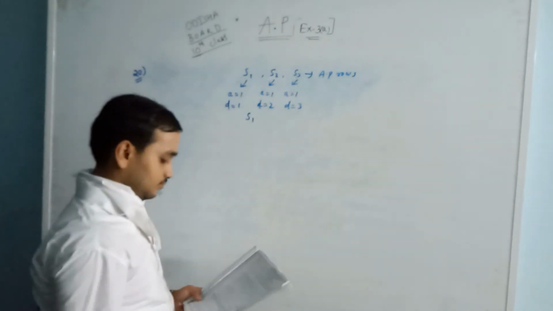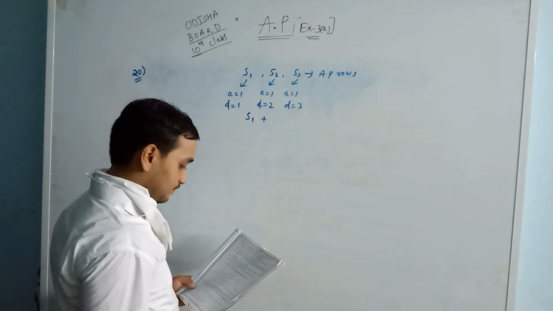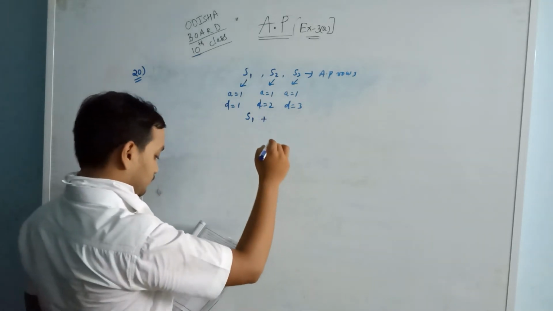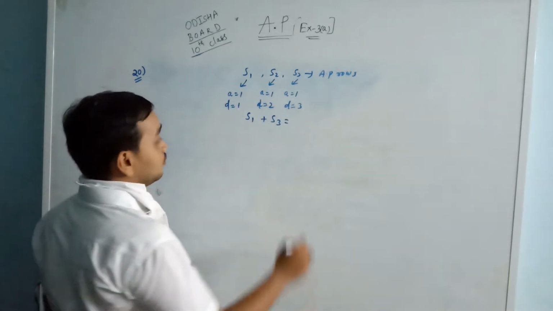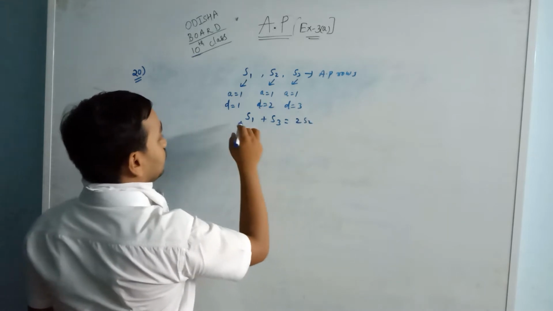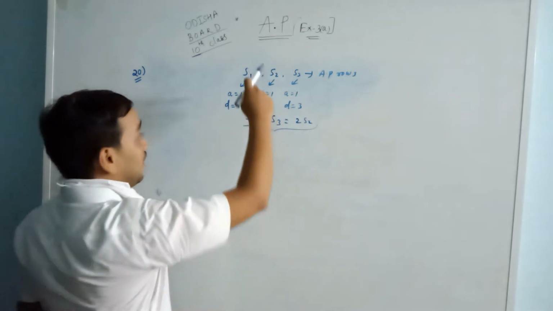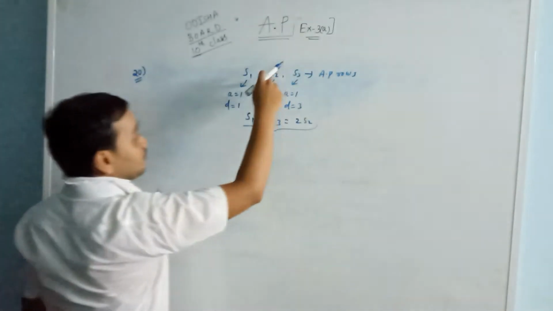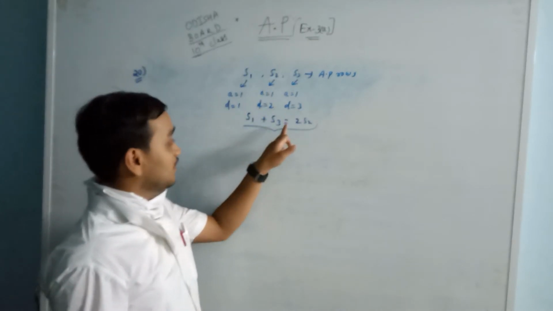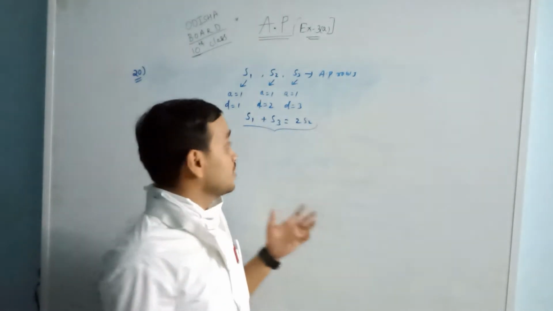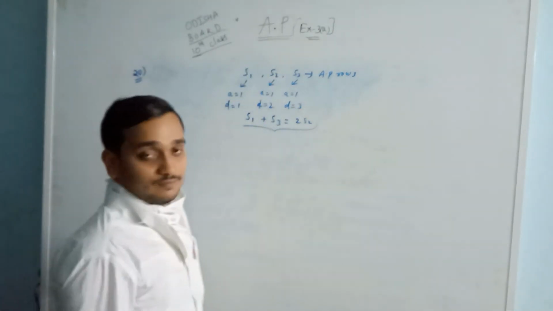S1 plus S3 is equal to 2S2. We have to prove it. What? S1 plus S3 is equal to 2S2. That means first row and third row sum is 2 into S2. S2 means the sum of the terms of the second row. These are the sums of the terms.